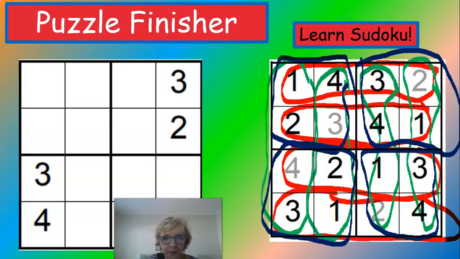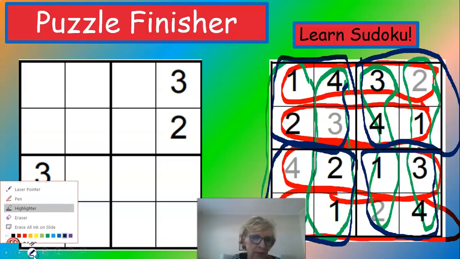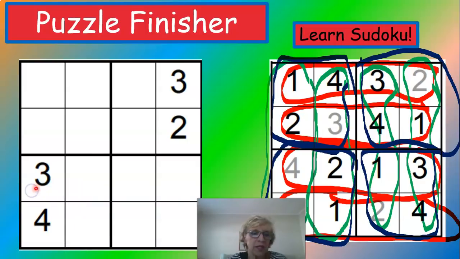Okay, let's have a look. So now all they've given you is 3 and 2 and 3 and 4 in specific places. So you have to think to yourself, right, let's have a look at this one here. And remember what I said to you before. Come on, what's going on? Remember what I said to you before. You have to have the numbers 1, 2, 3, and 4 in each row, each column, and each square.